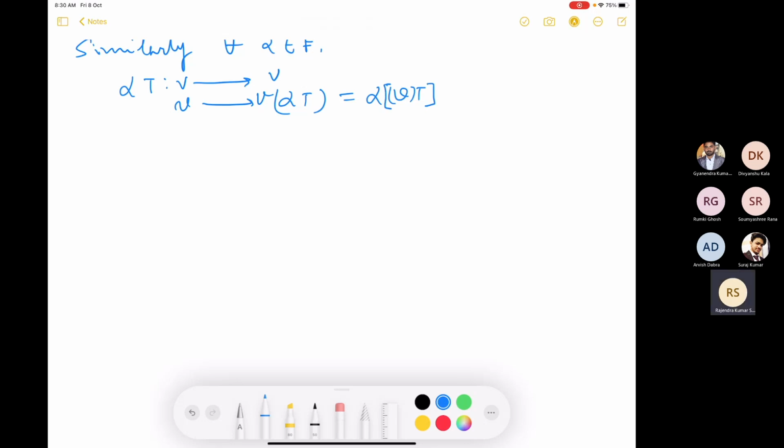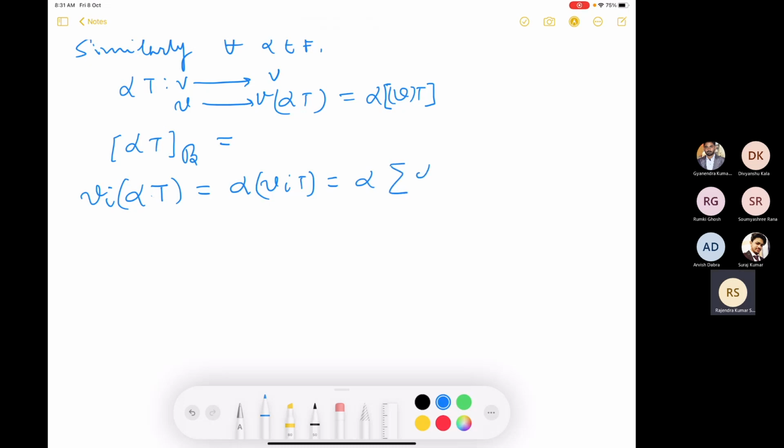So the matrix of alpha T with respect to the basis B: if I want to write its arbitrary element, then what do I have to see? What is the effect of the linear transformation alpha T on each basis vector, say Vi? Now T is a linear transformation, so this is the same as Vi T. Vi T is the unique linear combination of alpha ij Vj.